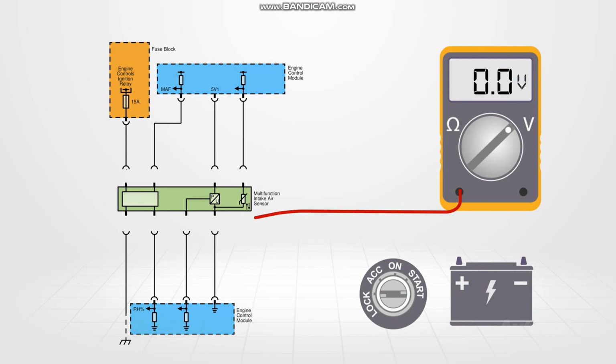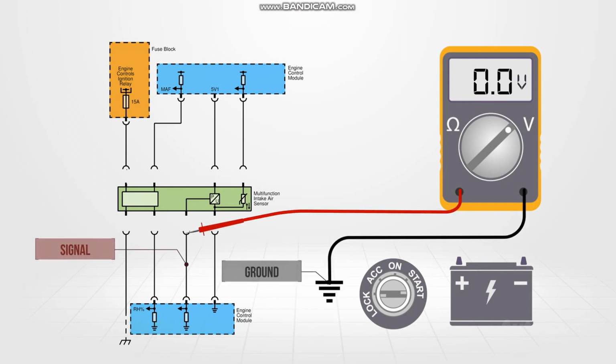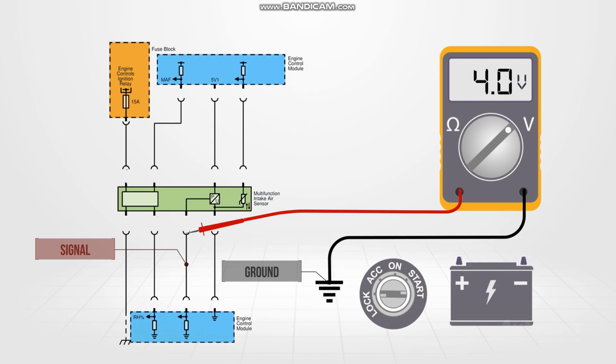Connect the meter between the signal terminal in the harness connector and chassis ground. Turn the ignition on and observe the display. Again, on a pull-down circuit, we should see 0 volts. If there was anything other than this, there may be a short to voltage within the circuit. Turn the ignition off and disconnect the ECM harness connector. Turn the ignition back on while observing the screen.